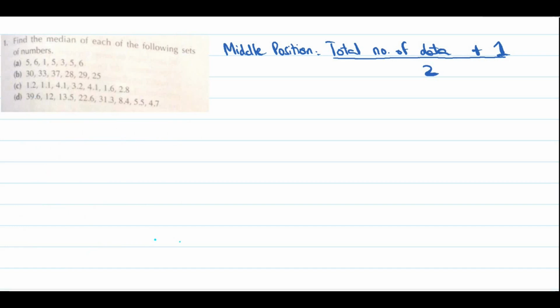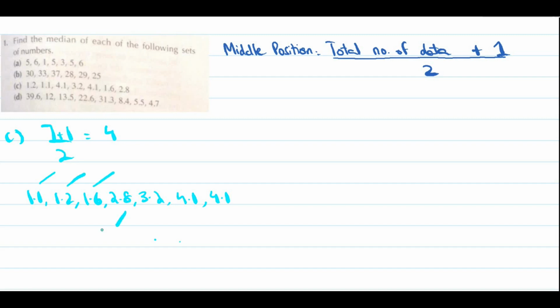Now, let's do part C. In part C, count the total numbers. The total numbers are 7, so 7 plus 1 divided by 2, which is 8 divided by 2, so 4. This means that the median would be the number in fourth position. Now arrange the numbers in ascending order. I have arranged the numbers in ascending order. Now which number is the fourth one? 1, 2, 3 and 4. This means that in question 1 part C, the median would be 2.8.